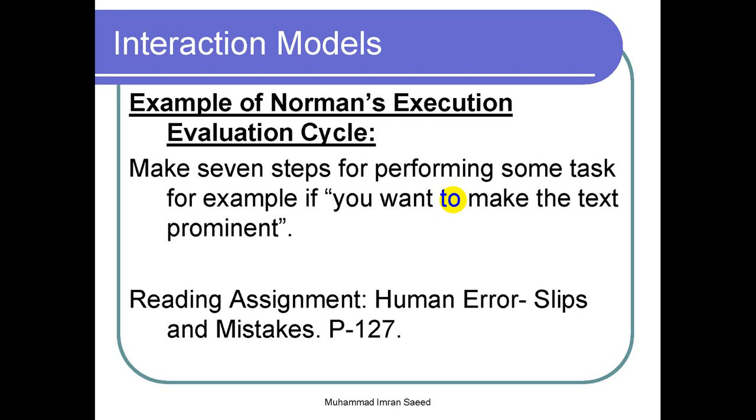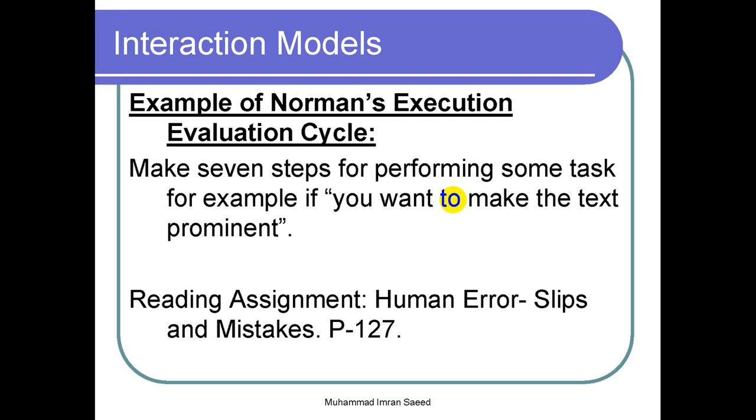And in the 6th step, your brain will interpret, has it been made bold, or has it been underlined, or the font size has been increased. So in fact it will interpret, and it will tell you, yes, it seems the font is prominent now, or the text is prominent now. Now you evaluate with your goal how much prominent you wanted to have it. So what will you evaluate, and how will you evaluate?